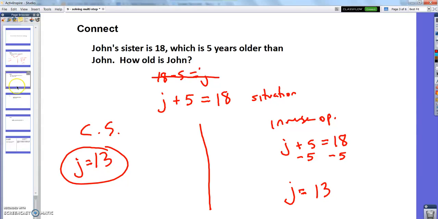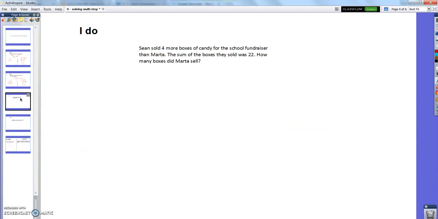We're going to add some complexity to the situations today. So let's look at this one. Sean sold 4 more boxes of candy for the school fundraiser than Marta. The sum of the boxes they sold was 22. How many boxes did Marta sell?